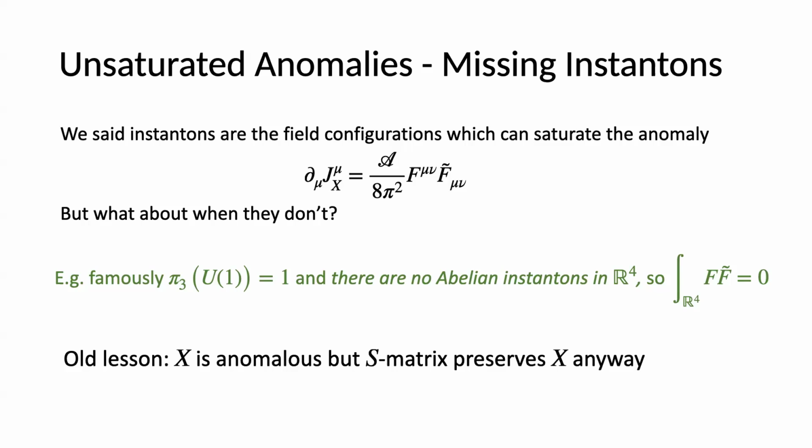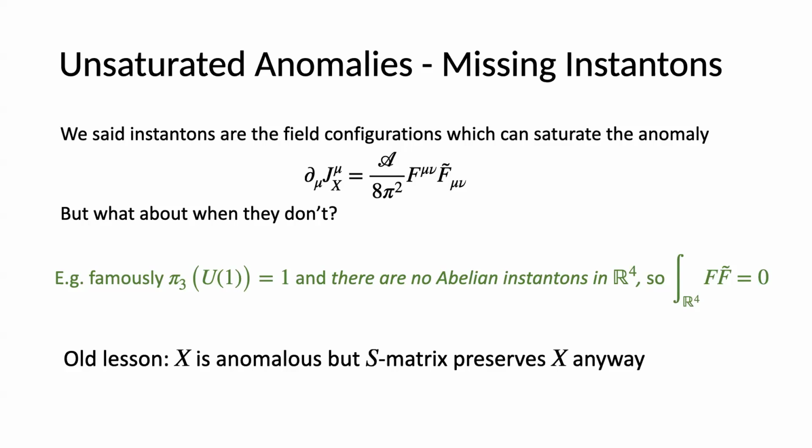That is, for any photon field configuration, if you integrate F F-tilde over R^4, you'll find that it vanishes identically. So this is a little confusing, because we have a scenario where formally the current conservation has been violated, but it seems like in our theory there's nothing that really implements that violation. So the old lesson that people took from this is, okay, X here is anomalous, but there are no instantons, so the S-matrix will continue to preserve X, and so we can just ignore this anomaly. That's great, one fewer thing for us to worry about.